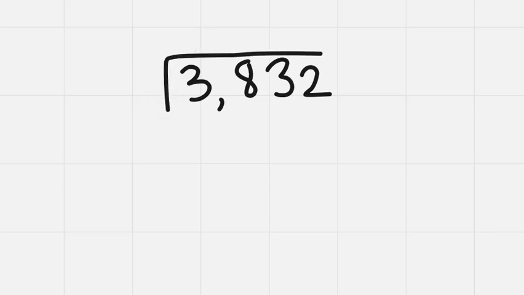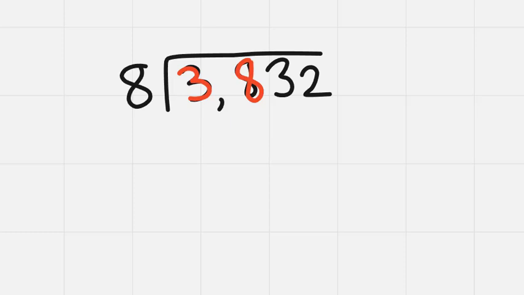Our first problem is 3,832 divided by 8. We're going to follow the same process as we have in other lessons. We'll look at the first number, which is 3. 3 is less than 8, so we cannot divide it. So we'll look at the number next door, which is 8. So that means we're going to count by 8 until we get to 38 without going over.